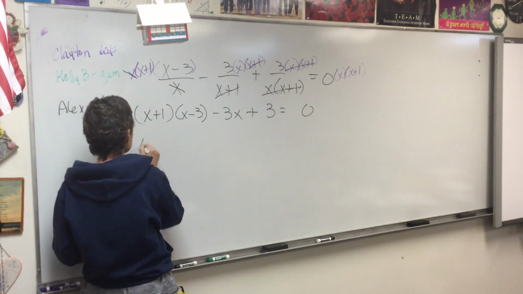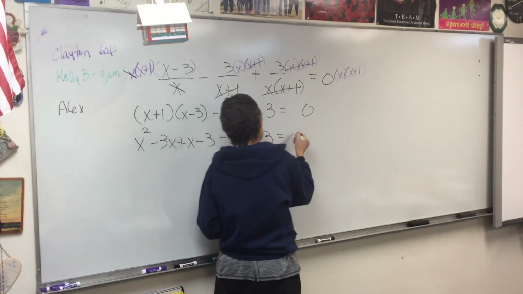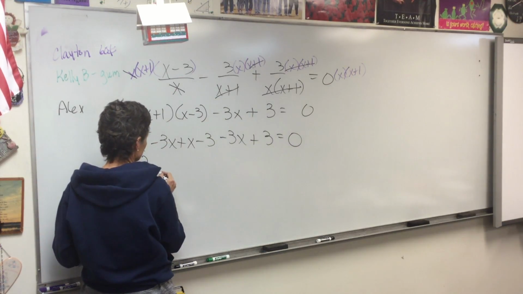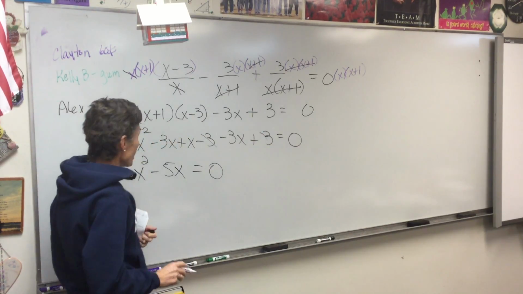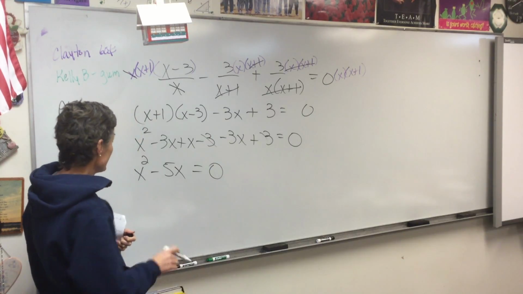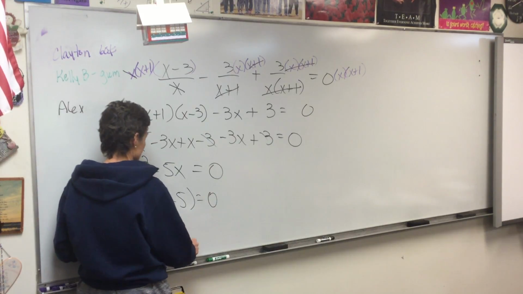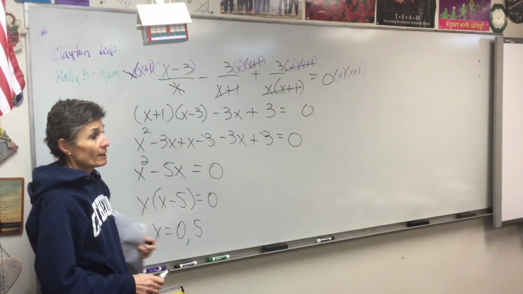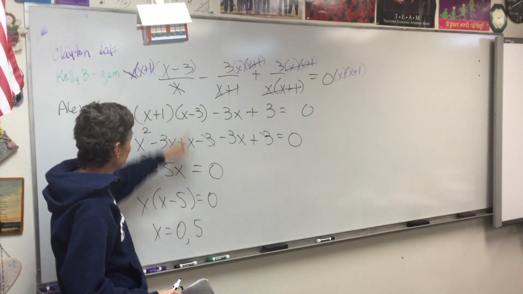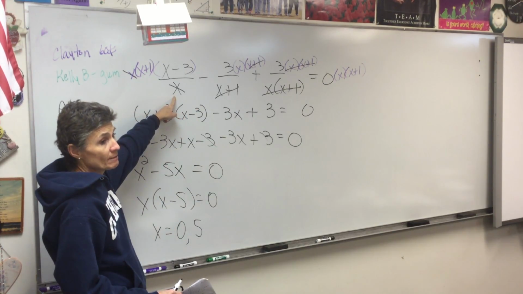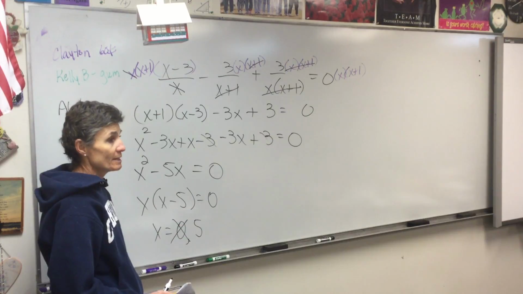So now I will FOIL this so that I can do some collecting of like terms. Looks like I'm going to have a little quadratic equation, which I will solve however I want. This one does factor very easily, so I'll probably just factor it. And my answers are 0 or 5. But as with all rational equations, I'm going to look back at the original problem and notice that if x were 0, what would happen here? I'd be undefined. So that is an extraneous root, and the only answer to the problem is 5.